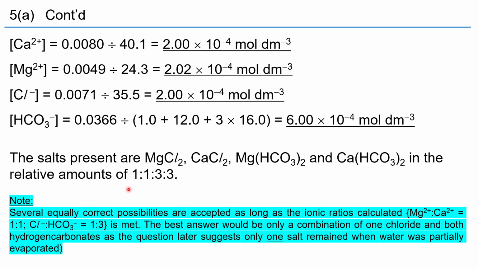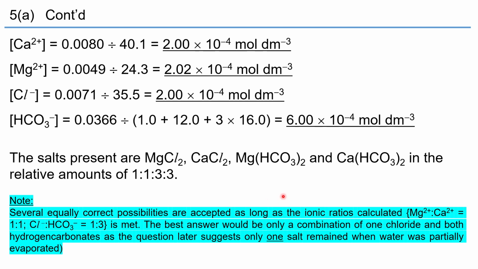Relative amount, we will say is 1:1:3:3. Now, how do I know 1:1:3:3? The main idea here is you compare your chloride and your hydrogen carbonate. In terms of the 10 to the minus 4, it's 2 to 6, so the simplest ratio is 1:3. It's as good as telling you for every 1 mole of chloride you will have about 3 moles of hydrogen carbonate. See, for the magnesium chloride to magnesium hydrogen carbonate, 1:3. For the calcium version, also 1:3.